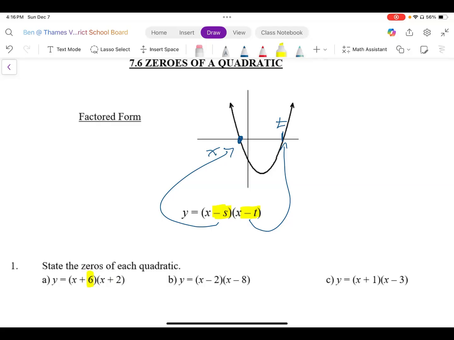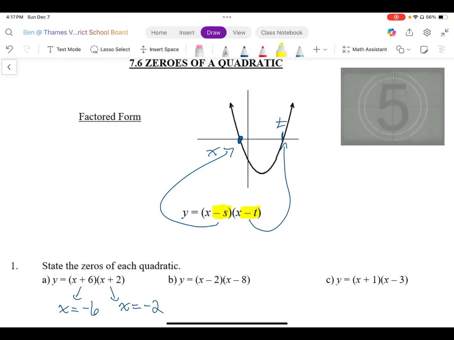Is this 6 being subtracted? No, it's not. It's being added. So really, what kind of a 6 do I have in here? It's a negative 6. If I look at my other set of brackets, what's getting subtracted from x? It's a negative 2. If you're struggling to follow that, that's okay. What we're going to do every single time when we're stating our zeros is change the sign of whatever's being added or subtracted from our x. So in this case, we have an x-intercept at x equals negative 6, and we have another x-intercept at x equals negative 2.